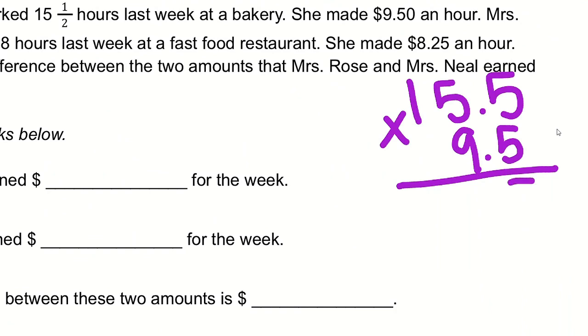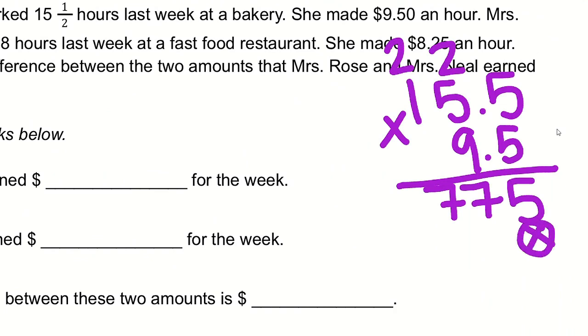Okay, now we go through and multiply. 5 times 5 is 25. Carry the 2. 5 times 5 is 25 plus 2, 27. Okay. And then 5 times 1 is 5, plus 2 is 7. And then do not forget to put your placeholder 0 before we can move on.